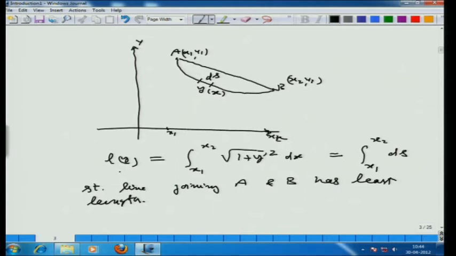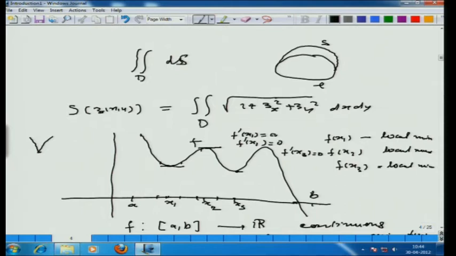of the functional L, which is a function of y given by the integral from x1 to x2 of square root of 1 plus y prime square dx, which is nothing but the integral of the element length ds integrated over the interval x1 to x2. We will see that when sufficient tools are developed for this calculus of variations, the answer will actually be the straight line joining these 2 points.